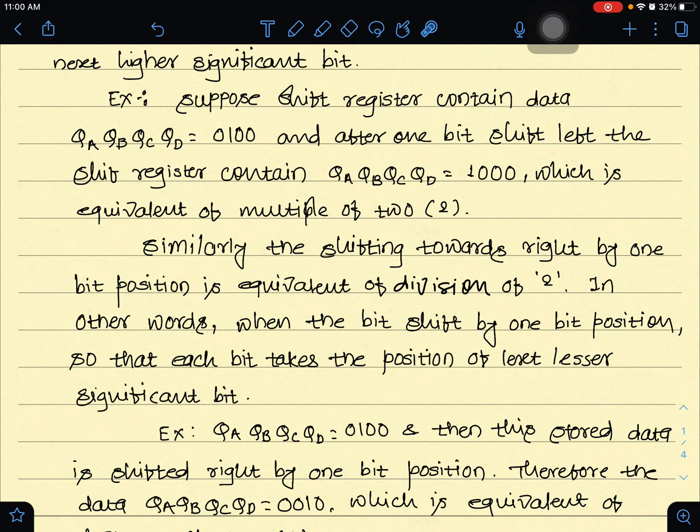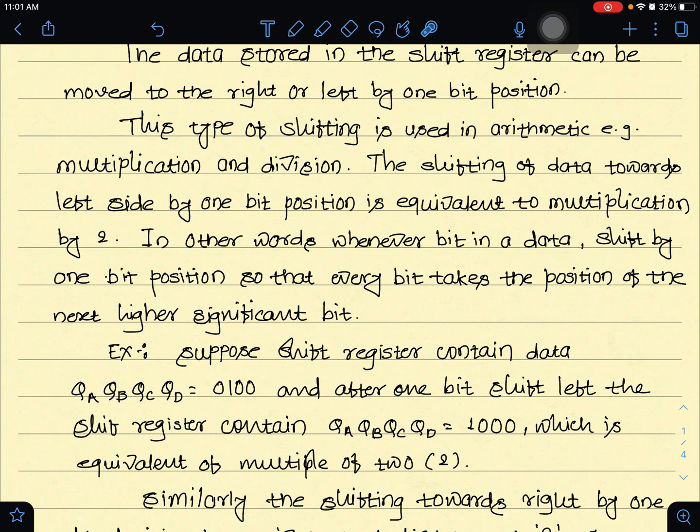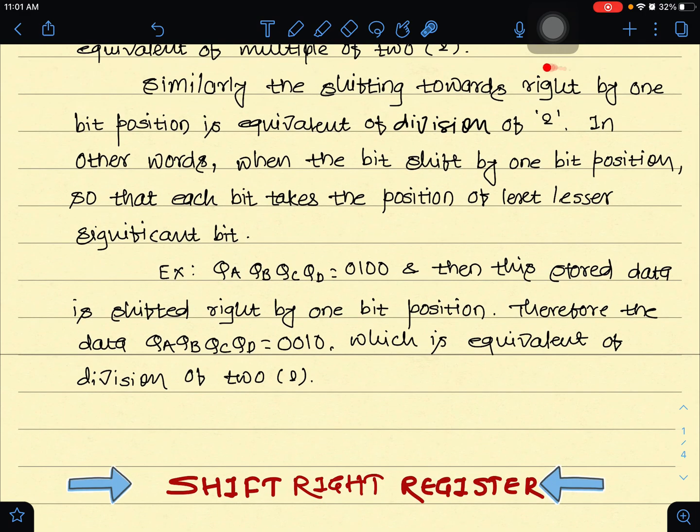One idea is clear here. When we shift left by one bit position, the arithmetic multiplication purpose is successfully done. Multiplication is done by shifting left and division is done by shifting right. So when we shift our data by one bit position to the right side, every bit present in the data goes to the next lesser significant position.